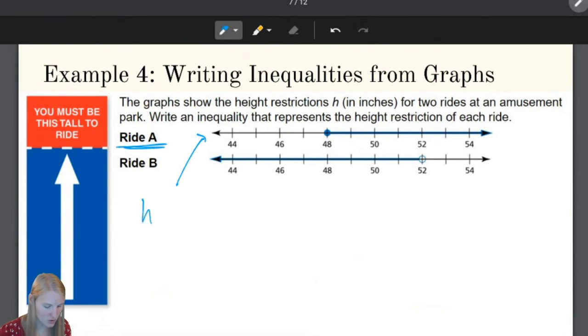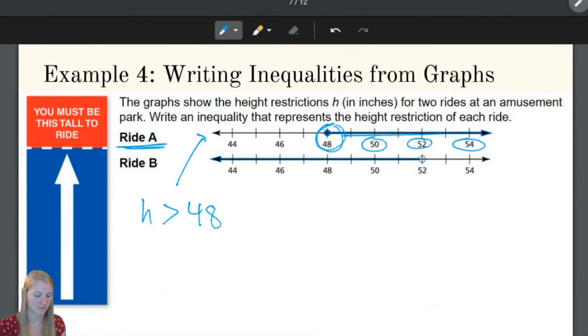So h, let's see, and the number we care about, we can tell the number we care about is 48, because it has the circle with it. And now we are looking at numbers. Let's see, so the arrow is pointing towards 54, 52, and 50. All of these numbers are bigger than 48. So h must be bigger than 48.